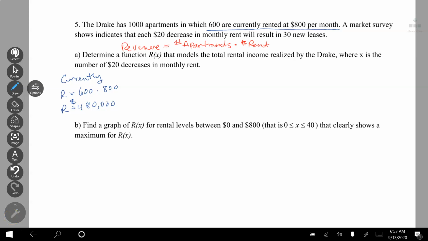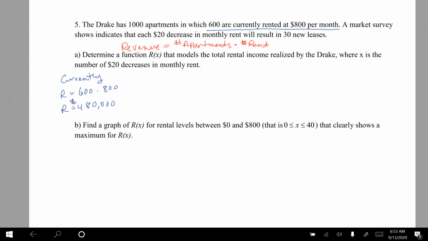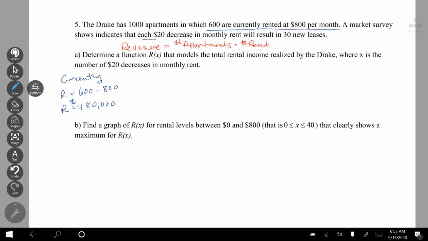Okay, we have this next problem where we're looking at an apartment complex that has 1,000 apartments total, but currently 600 are rented at $800 per month. They want to increase their revenue. So a market survey shows that if they decrease the rent by $20 a month, they will get 30 new leases. So revenue is just number of apartments times the rent. So currently we have 600 times 800, or $480,000 a month in revenue.